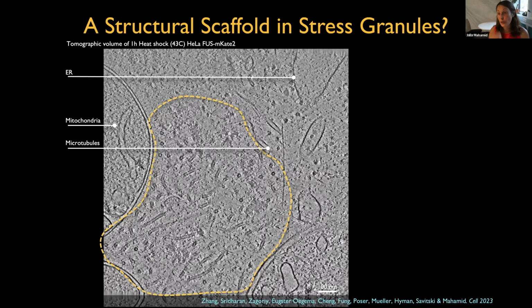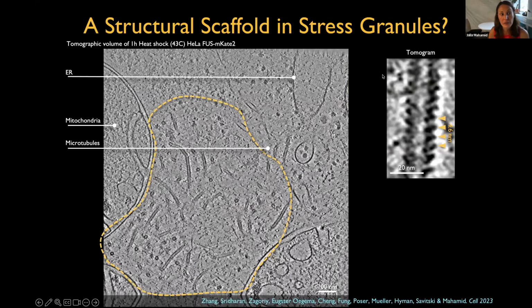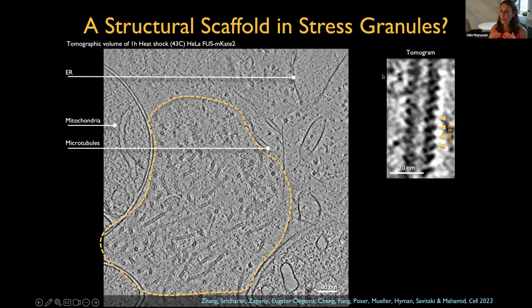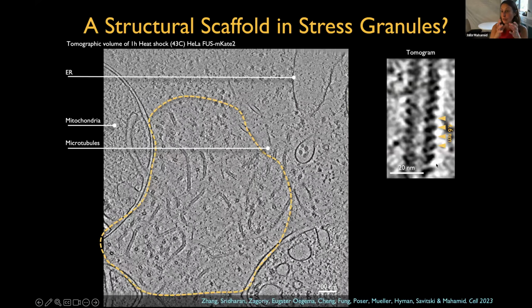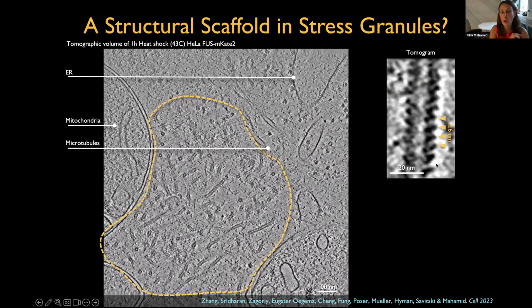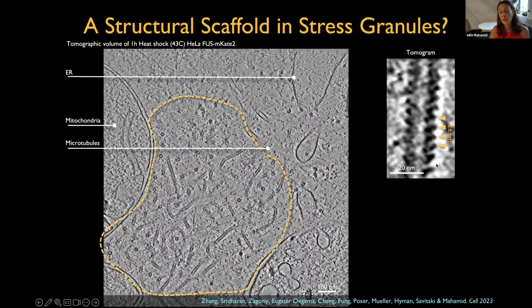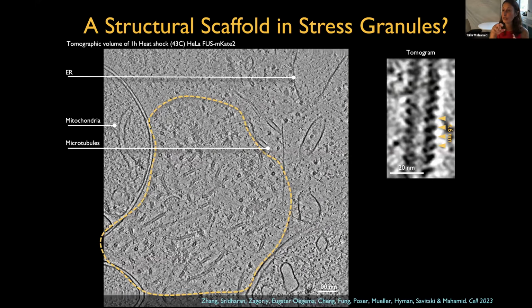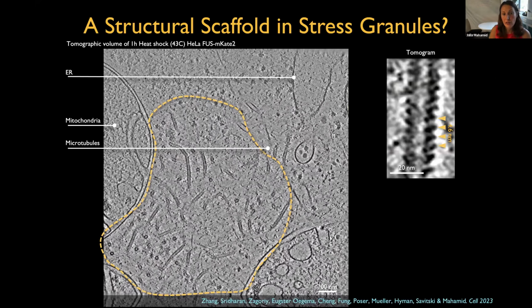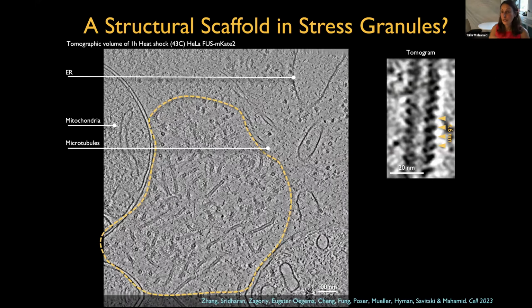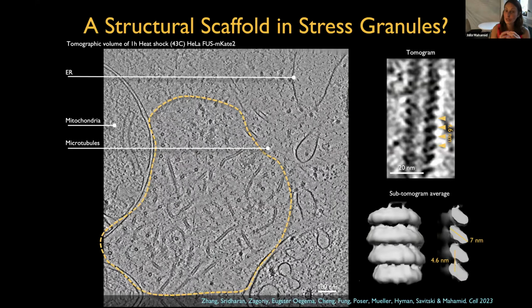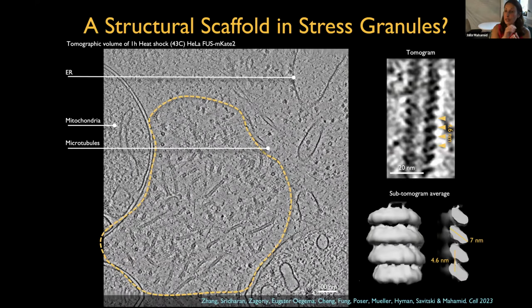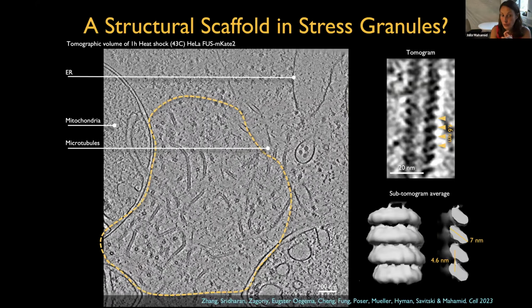look at a snapshot of one of these filaments, you would see that they are formed out of repetitive subunits that form a hollow cylinder. And we can use our subtomogram averaging to now generate a three-dimensional model of these filaments, and we can indeed see that we have individual subunits that assemble to form a helical hollow structure.